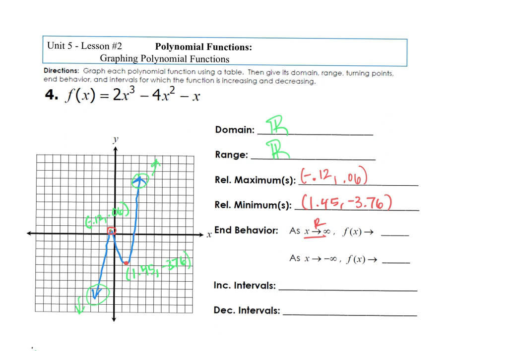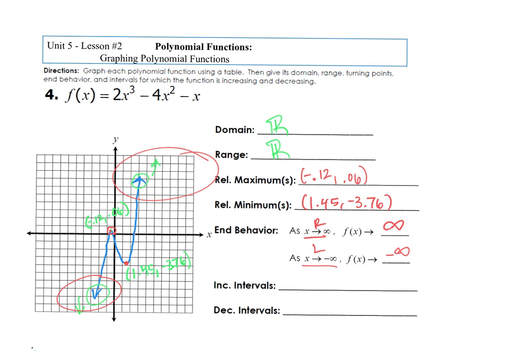Okay, end behavior as x approaches infinity. When we are on the right side, which is here, we are ending up, so that's positive infinity. As x approaches negative infinity, which is on the left, we are going down, so that is negative infinity.